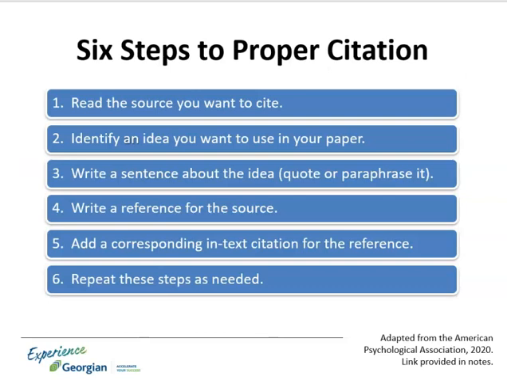When it comes to developing references and in-text citations, APA suggests following these 6 steps. 1. Read the work you want to cite. 2. Identify an idea you want to put in your paper. 3. Write a sentence about this idea. You can quote or paraphrase it. 4. Write a reference for the source you are using. 5. Add the corresponding in-text citation for this reference to your paper. And 6. Repeat these steps as needed for other sources and ideas used throughout the rest of your assignment.